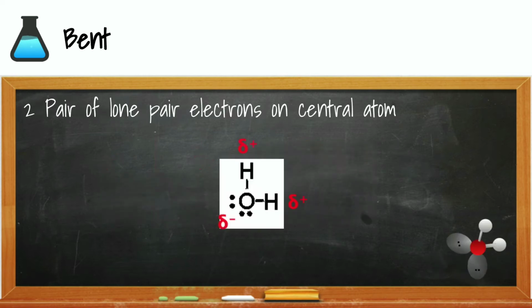Bent shape is the result of having two bonding pairs of electrons and two lone pairs of electrons around the central atom. In this case, we have water. Notice that the non-bonding electrons take up space, thus causing the bent shape for the entire molecule. Water lacks symmetry. Since water is asymmetric, it is polar and bent.